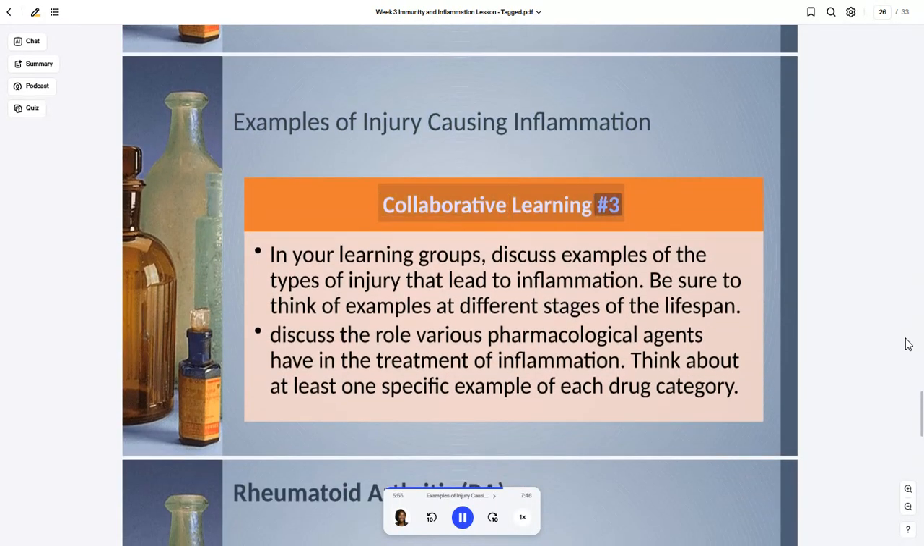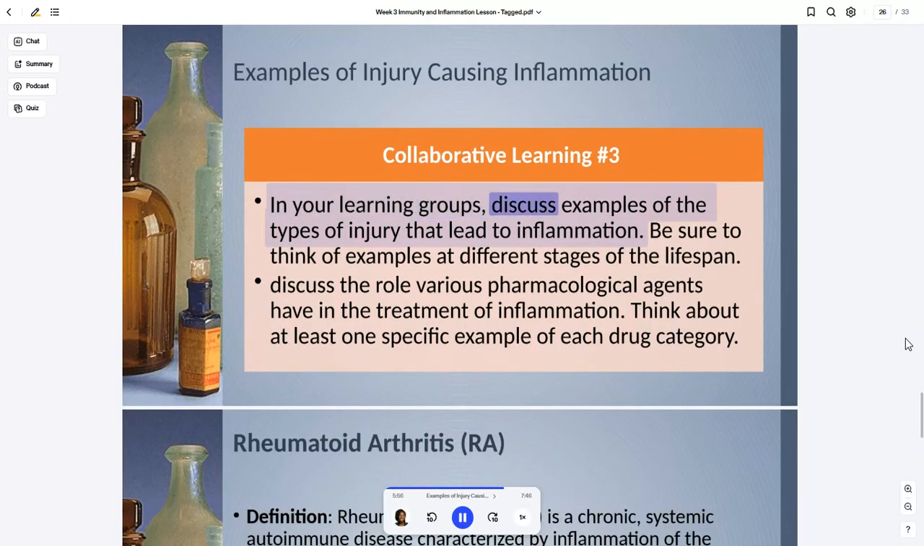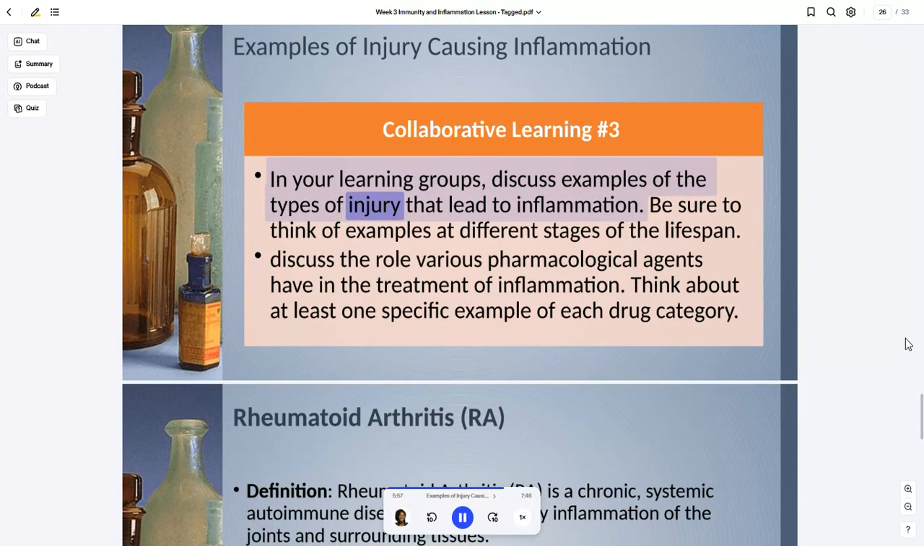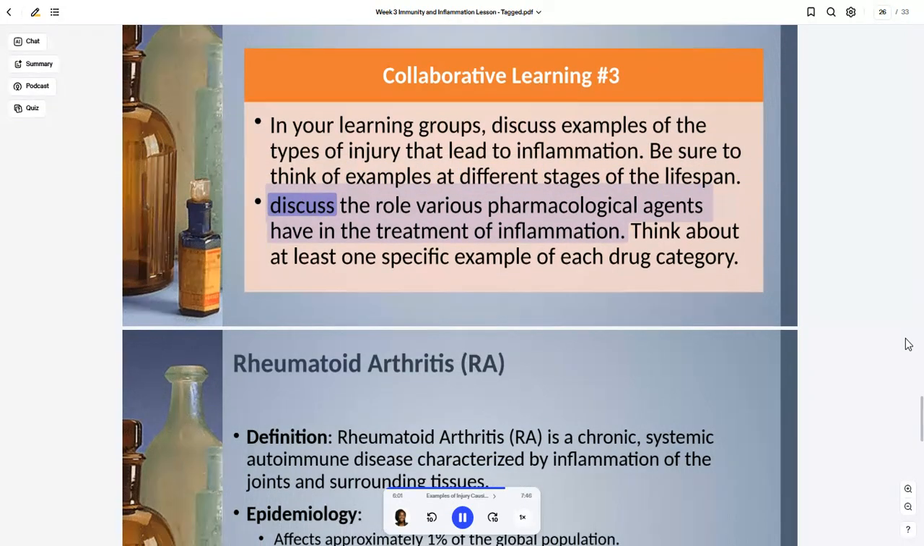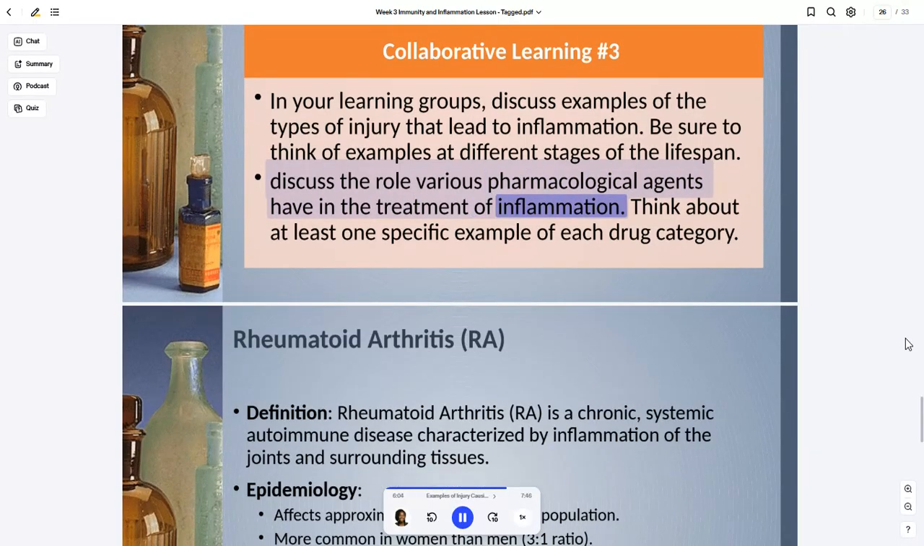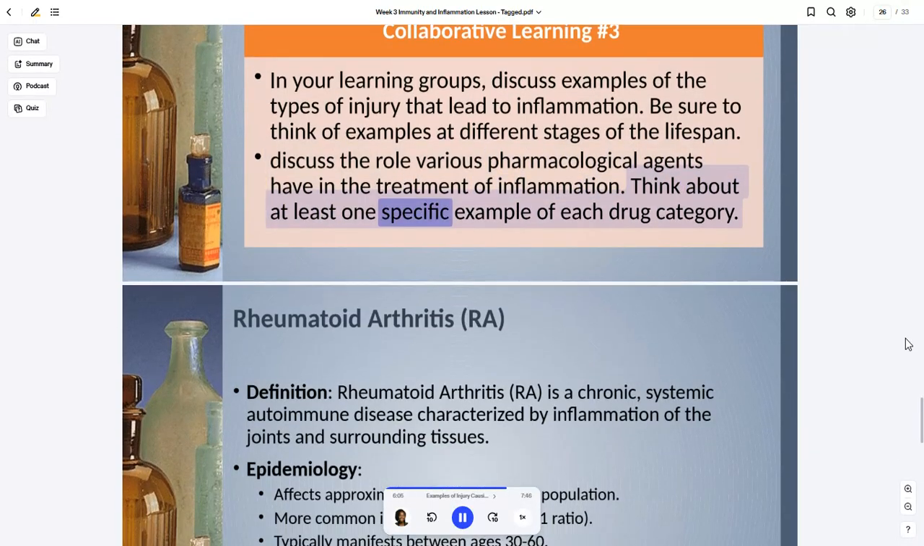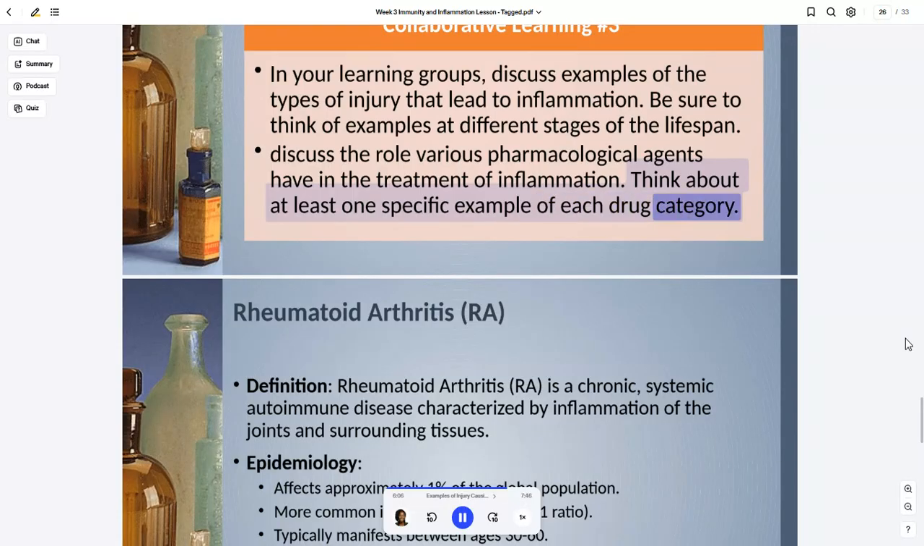Collaborative learning. In your learning groups, discuss examples of the types of injury that lead to inflammation. Be sure to think of examples at different stages of the lifespan. Discuss the role various pharmacological agents have in the treatment of inflammation. Think about at least one specific example of each drug category.